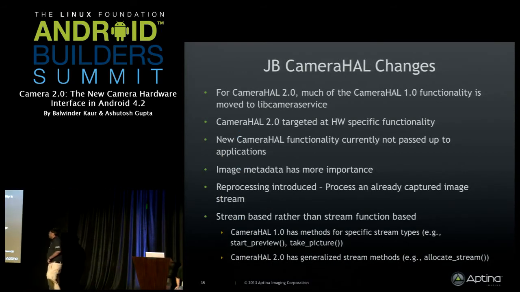What are the changes that have taken place since camera HAL 1.0? If you see, most of the camera HAL 1.0 functionality has been moved to the service, libcamera service. You see the camera device and all these things have been moved to the camera service. Image metadata has got more importance, so there is a different handler created specifically to get the metadata, to open up new horizons to create multiple applications. Reprocessing is introduced, to process an already captured image stream.